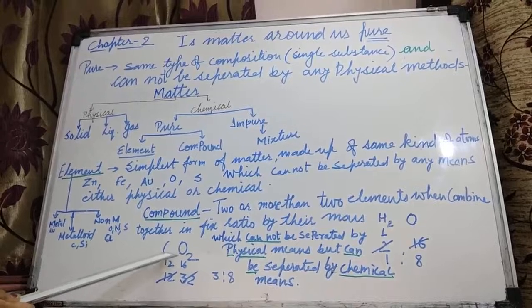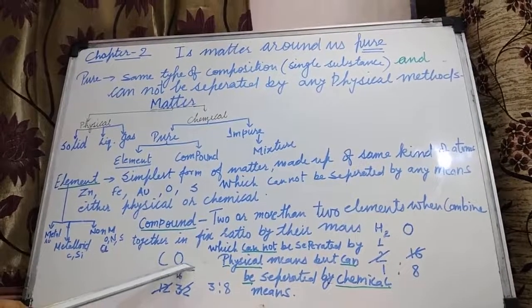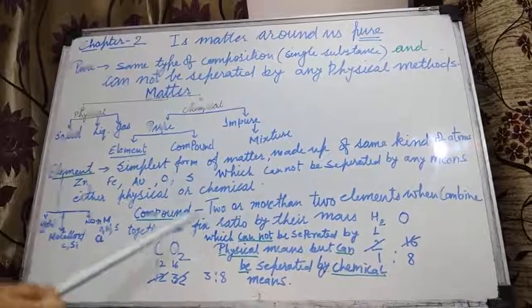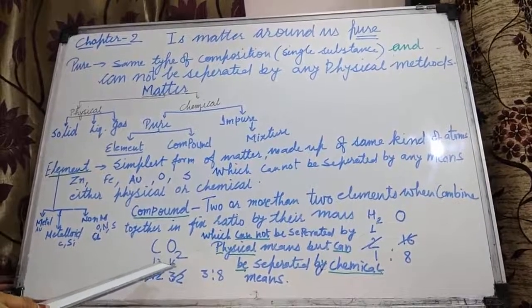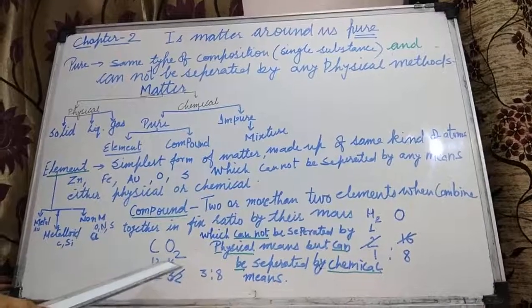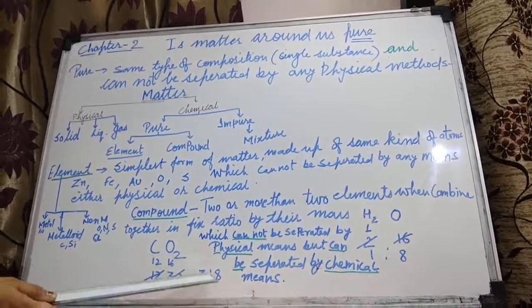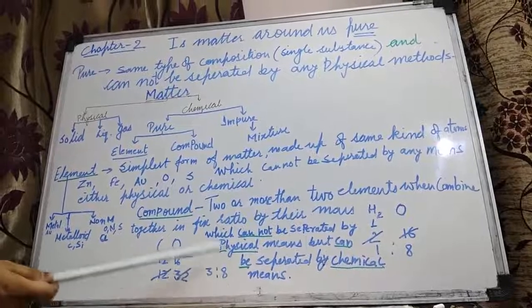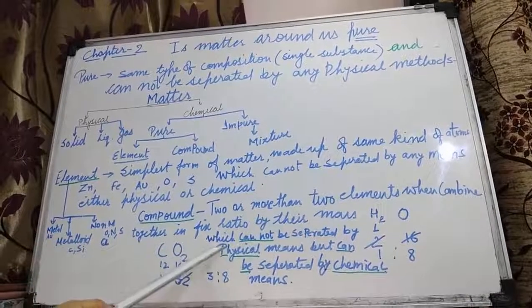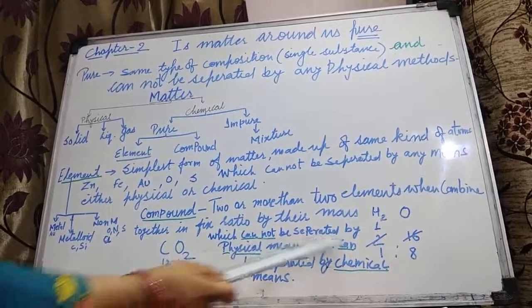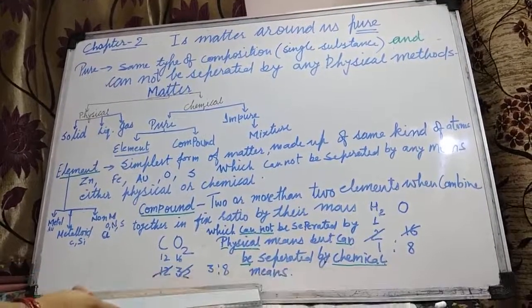So are you getting my point, students? When two or more than two elements combine together in a fixed ratio by their mass. Carbon dioxide if you are collecting from the atmosphere, carbon dioxide if you are collecting from a combustion process, carbon dioxide if you are collecting from the air you exhale. We also exhale carbon dioxide. All the samples will contain carbon and oxygen in the ratio of 3 is to 8 by their mass. So compounds are two or more than two elements combined together in a fixed ratio by their mass, which cannot be separated by physical means but can be separated by chemical means.